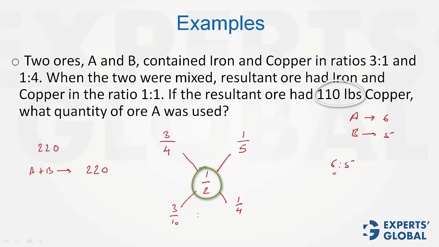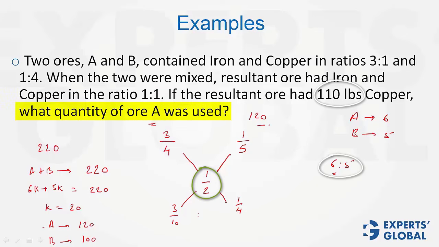The ratio is 6:5. If A is 6K, B is 5K. The total is 220. That means K equals 20, and therefore quantity of A used is 6K. That is 120. And the quantity of B used is 5K. That is 100. What is the question asking? The quantity of ore A used. The answer is 120.